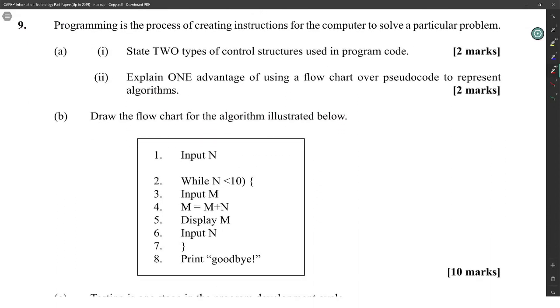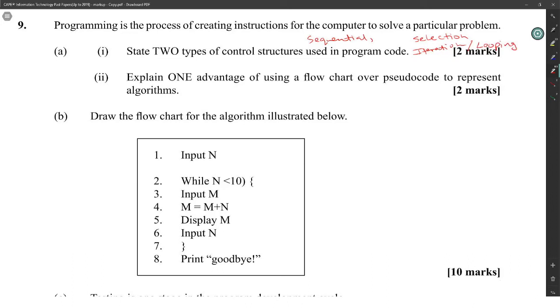Programming is the process of creating instructions for the computer to solve a particular problem. State 2 types of control structures using program code. You have selection, iteration, or you also have sequential. Sequential, selection, iteration, you could say, or you could say looping.